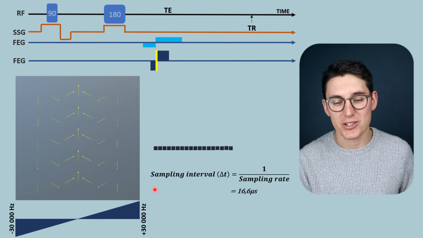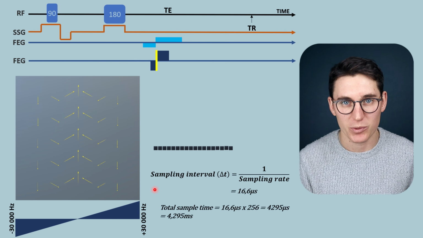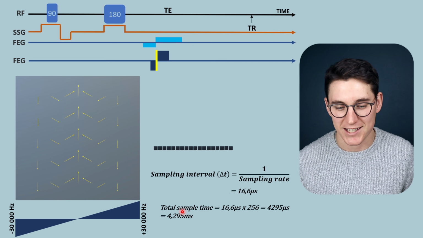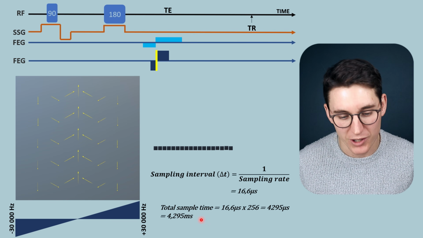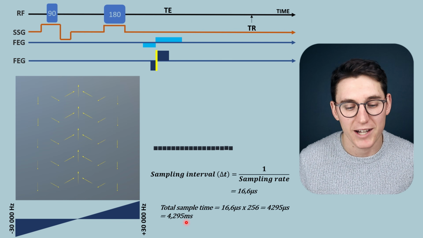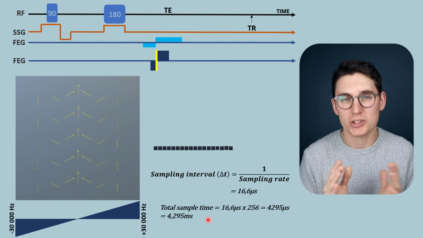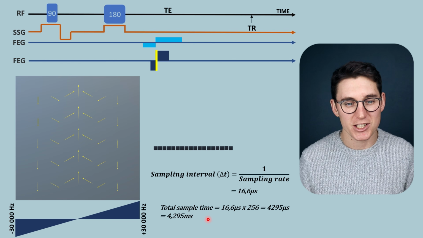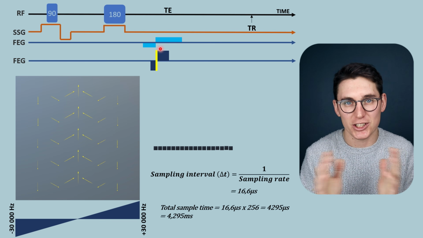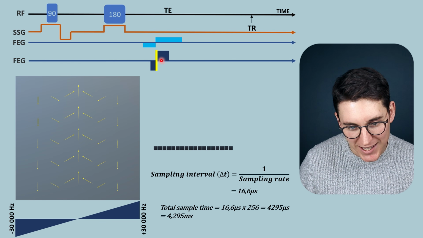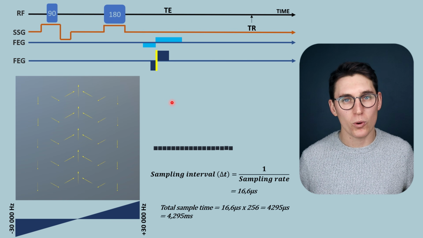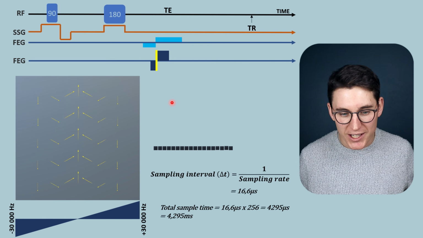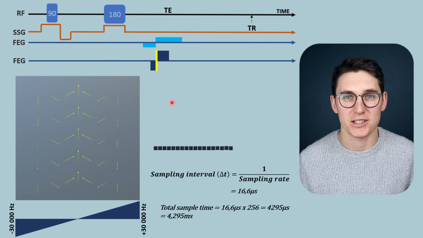So the time taken here is 16.6 microseconds, and we can multiply that by the number of pixels in our x-axis and see that the time now that we need to apply this frequency encoding gradient is 4.295 milliseconds, a much shorter period of time. So in sequences where we need this TE to be really short and we can't allow this data acquisition to overlap with our 180-degree pulse, we might need to use a broader bandwidth so that we can use a shorter sampling time.